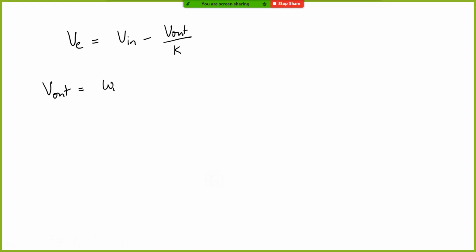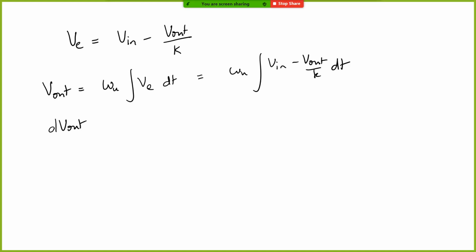Output is nothing but omega u times integral of VE dt. Correct. So it is nothing but omega u integral of (V in minus V out) by K dt. Now let's differentiate the whole equation, because we want to solve this equation and it's easier to solve differential equations. So dV out by dt becomes omega u times (V in minus V out) by K.